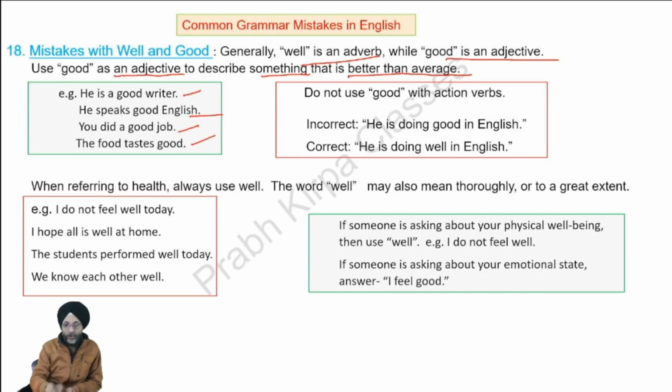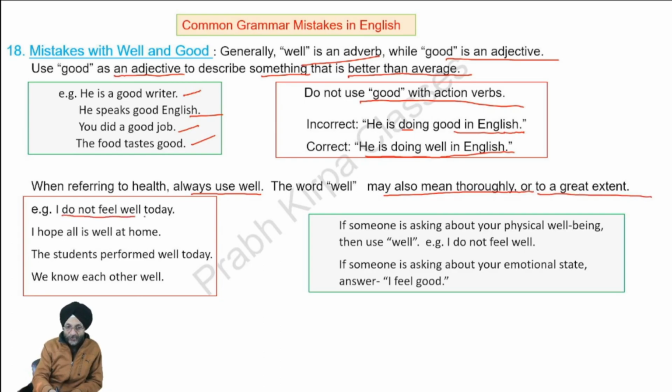The food tastes good. Do not use good with action verbs. He is doing good in English. This is incorrect. Do is an action. So the correct sentence will be, he is doing well in English. When we are talking about health, always use the word well. The word well may also mean thoroughly or to a great extent.